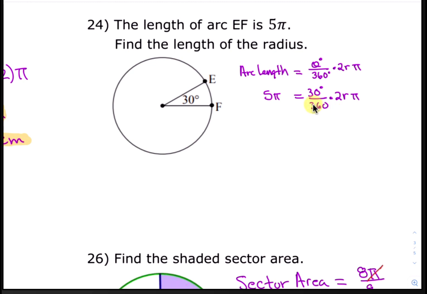Now we can get everything on one side to solve for r. So we'll have to multiply by 360, then we'll have to divide by the 30 and the 2 and the pi. So that's radius equals 5 pi times 360, all divided by the 30 times the 2 pi. You see that the pi's will cancel each other out. And then when you multiply the rest, that's 5 times 360 divided by 30 times 2 on the bottom, we get radius equals 30.